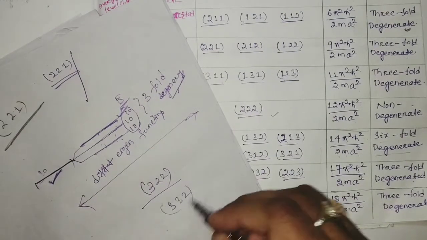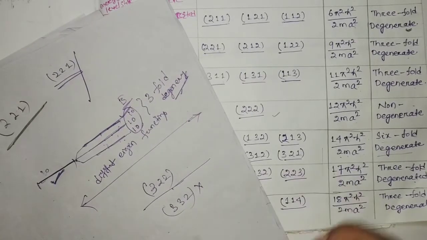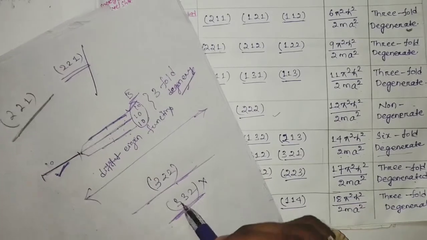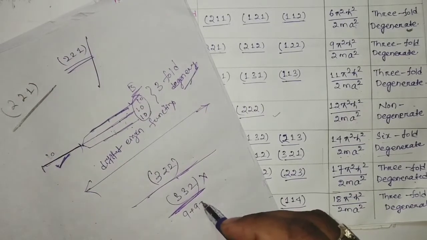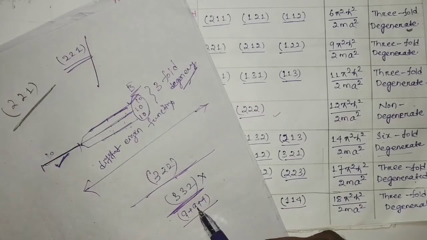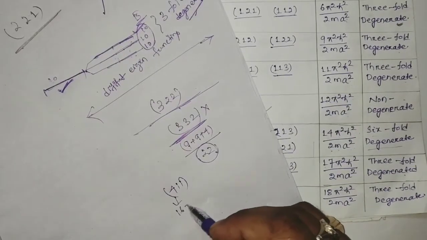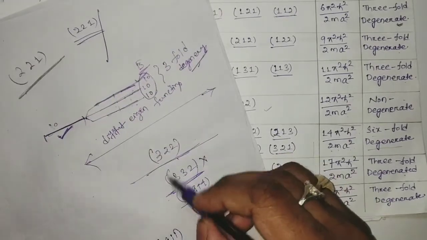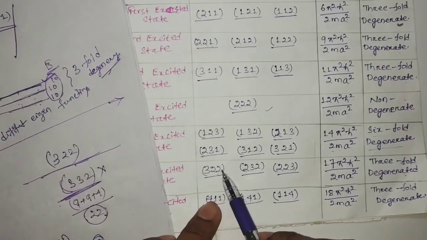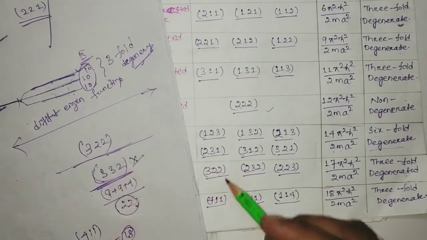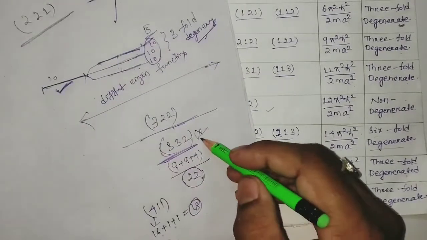This will be wrong. Only for that you have to do some rough work. So if we consider 3, 3, 2, then it will be 3 square 9 plus 9 plus 4, that is 9 plus 9, 18 plus 4, 22. We can get 22. But 16 plus 1 plus 1 is 18. So, mistakenly, if you consider that this is 3, 2, 2, and so 3, 3, 2 will be the next energy level, at that time you will make the mistake.